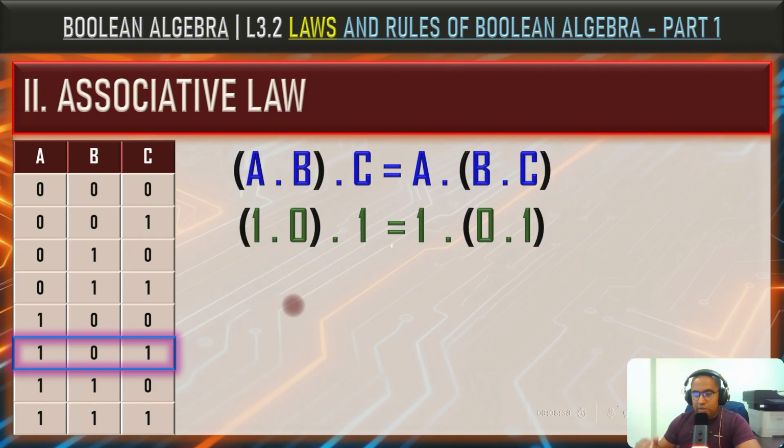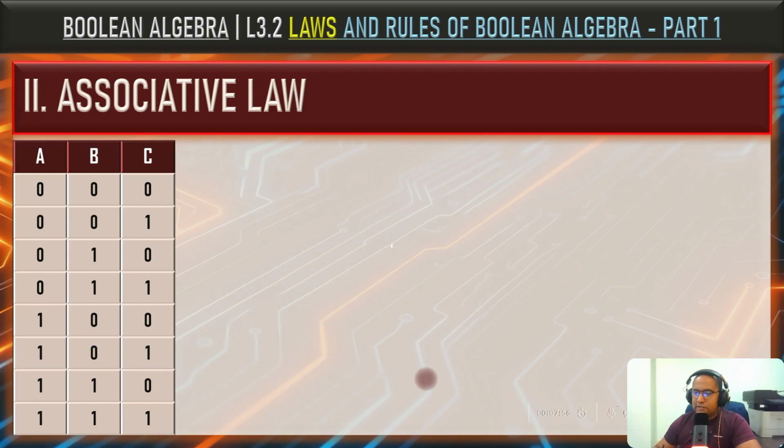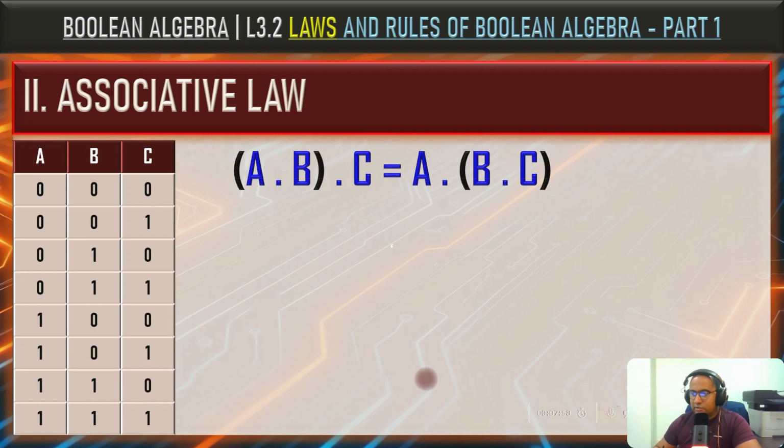Now let's perform the operation. 1 times 0 is 0 times 1. On the right side, 0 times 1 is 0 times 1. Let's continue. 0 times 1 is 0, and 1 times 0 is 0. As you can see, you reach the same result for both sides. Okay? Let's test another combination.